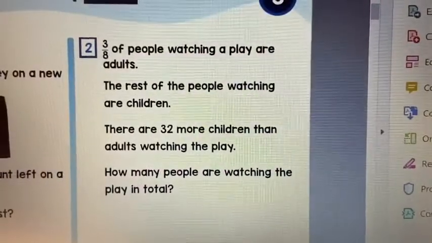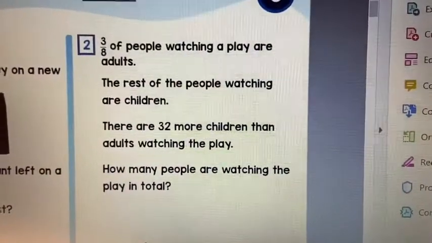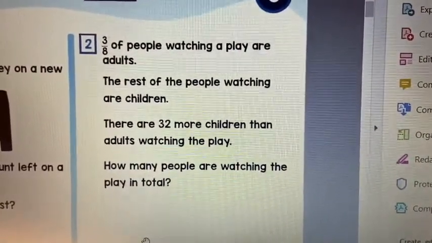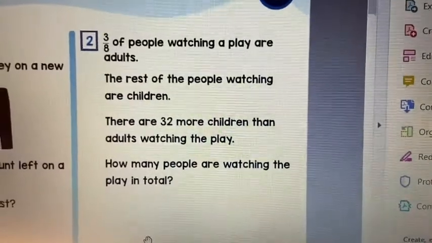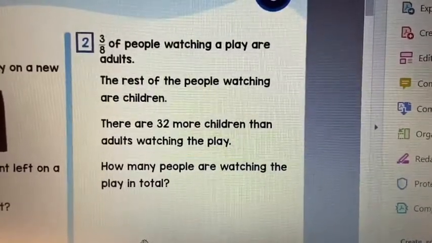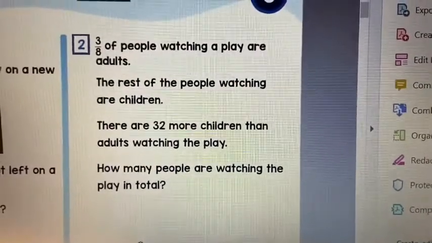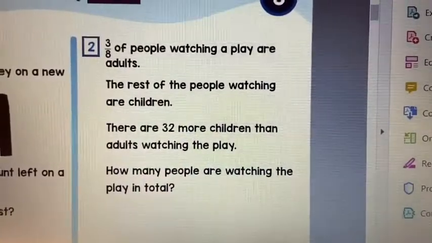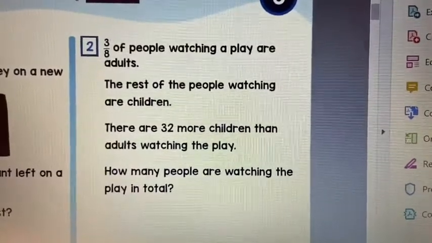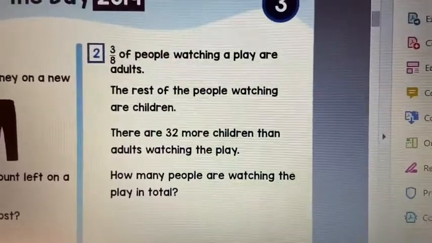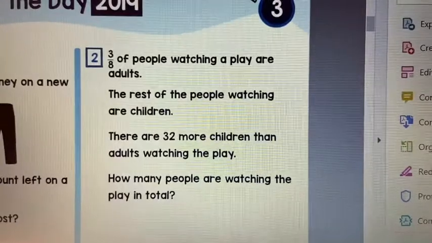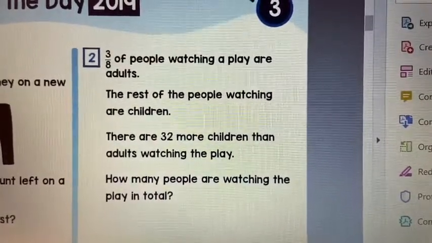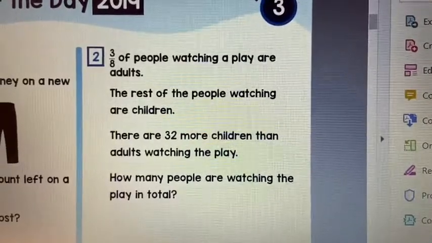Let's have a go at the next question. So we've got 3/8 of people watching a play are adults. The rest of the people watching are children. There are 32 more children than adults watching the play. How many people are watching the play in total? Now again, a lot of information that probably overloads your brain. So what I want you to now use is the 4-stage approach to solving problems that we've just used for the other problem. Have a go, pause the video and see how you get on.